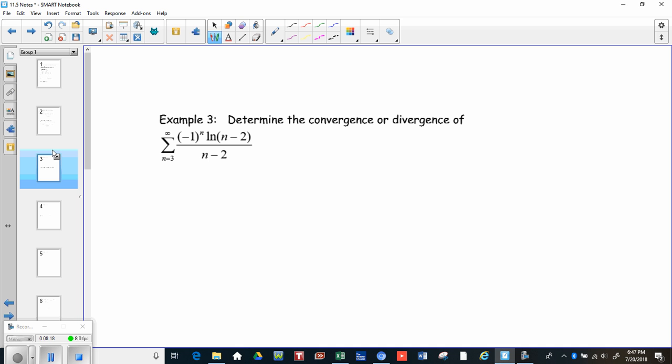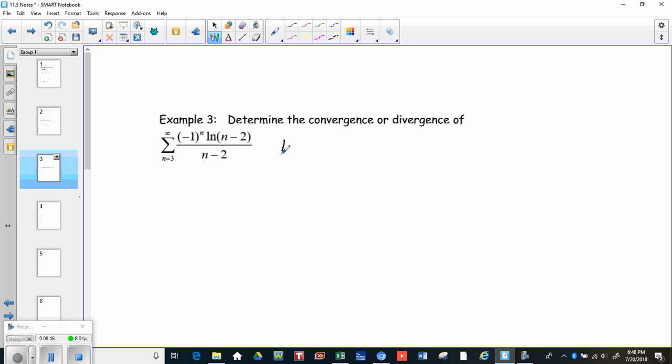Okay, let's take a look at this one. Again, this is negative 1 to the n right here. So we know it's going to be an alternating series, especially because n starts at 3. Natural log of 3 minus 2 is natural log of 1, which is 0. So this thing's only going to get bigger from there. These terms here will always be positive. This negative 1 to the n is going to change that, so it will be alternating.